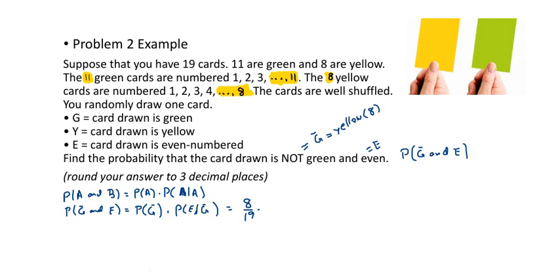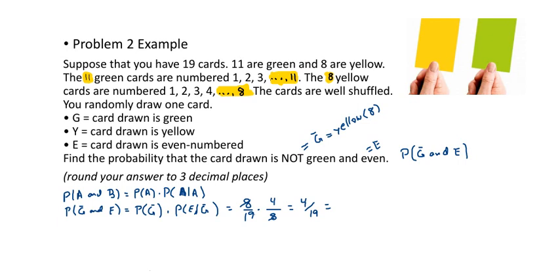Well, that means it's yellow given that it's not green. Well, there are, again, 8 yellow cards. And of the 8 yellow cards, 4 of them are even. You can verify this by counting them out, but look at what's going to happen right here. When we multiply these two things together, the 8s will cancel out, leaving us with 4 out of 19. So our probability of drawing a card that is not green and even is 4 out of 19.